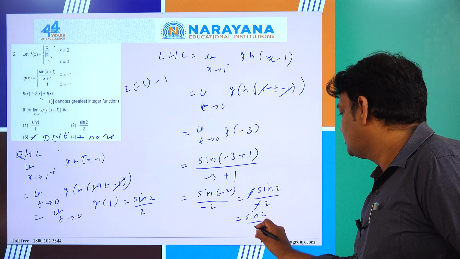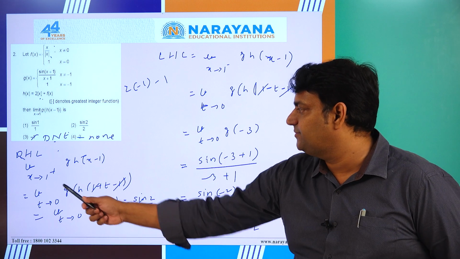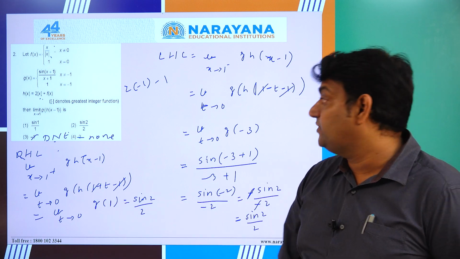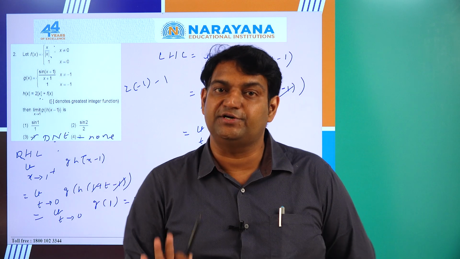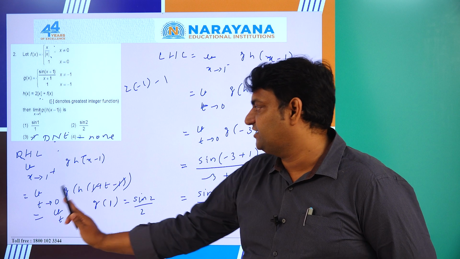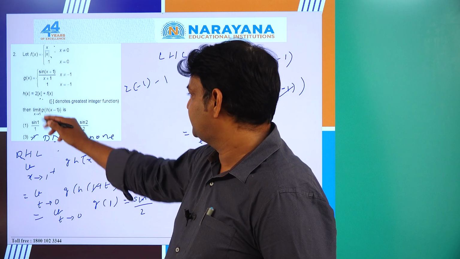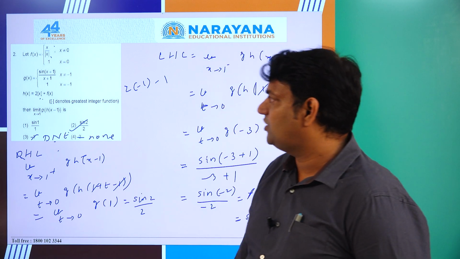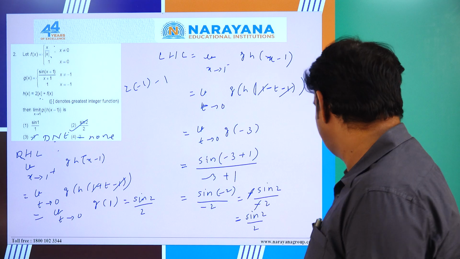Now observe that the left hand limit we got is sine 2 by 2, the right hand limit also we got sine 2 by 2, and he only talks about the limit, he is not asking you to check the continuity. So for the limit it is enough to check the left hand limit and right hand limit. If they are equal, we say that the limit exists and that is equal to what? Sine 2 by 2. So the answer for the second one is option 2.